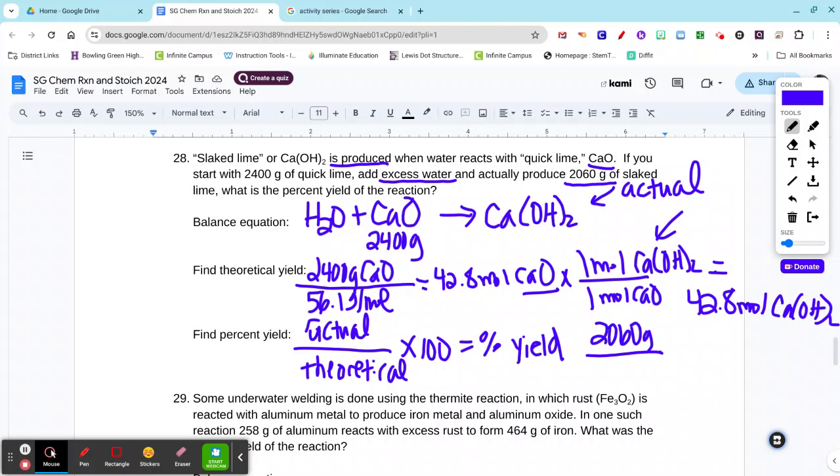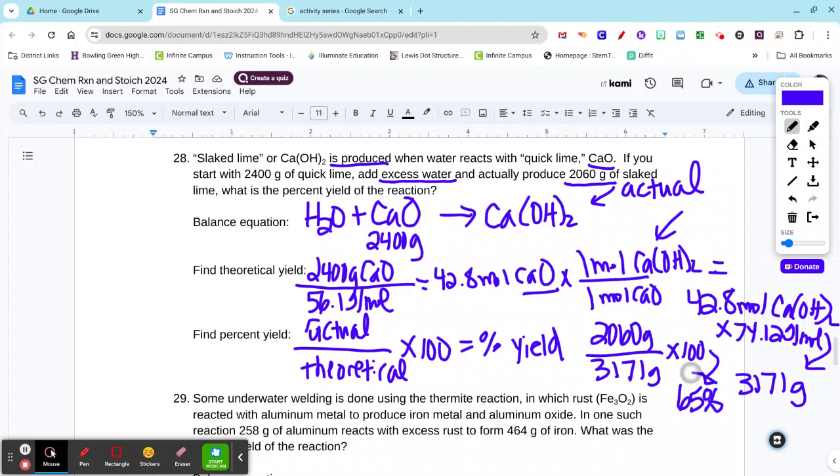Okay, so now that I have moles of this, my last step to find grams, because that's what I need in my percent yield calculation, is going to multiply by my molar mass of Ca(OH)2, which is 74.12 grams per mole. So when I do my math, I get 3,171 grams if I round to 4 sig figs. So I'm going to put that, that's my theoretical yield. So 3,171 grams and then times 100 is going to give me 65%. So that is my yield for that problem.